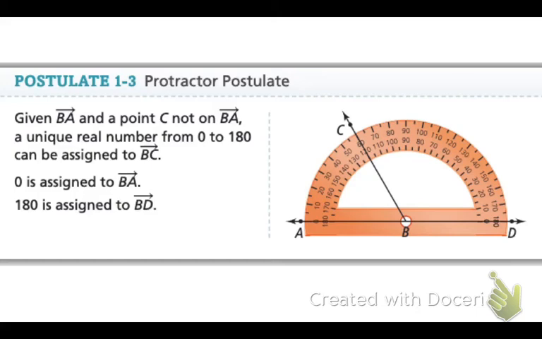Okay, so we're on day 2 of 1.1. This slide is not on your notes. I just want you to look at it. We had the ruler postulate that said every point had a number value on a number line, yes? And we didn't write that down because we know that, right? I'm not writing this down. It is the protractor postulate. Well, this is a protractor. You know that. You've seen one before.